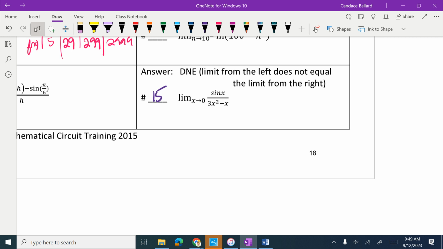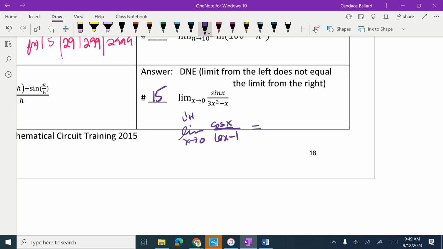Sine of 0, if you know your trigonometry. Am I able to just plug 0 into this one? No. What would BC students do on this one? Yep, let's L'Hopital. Derivative of the top, derivative of the bottom, right? So what's the derivative of sine? Cosine x, and the derivative of the bottom is 6x minus 1.